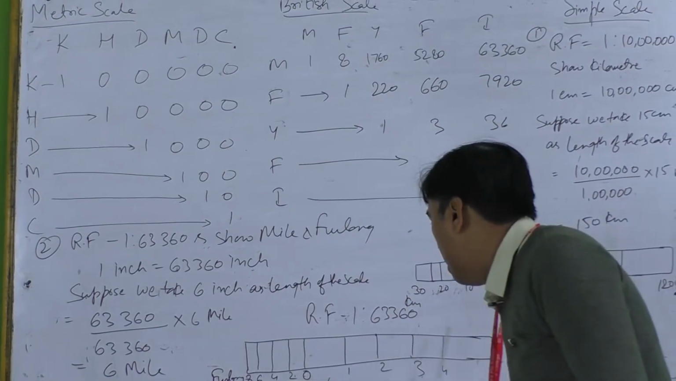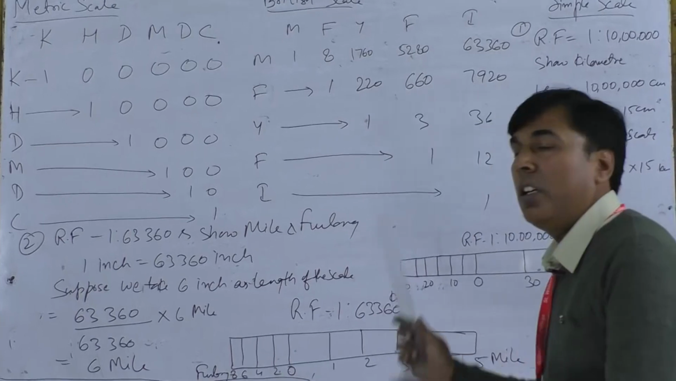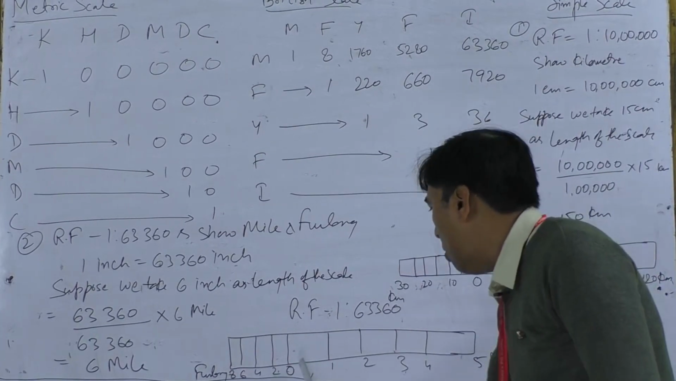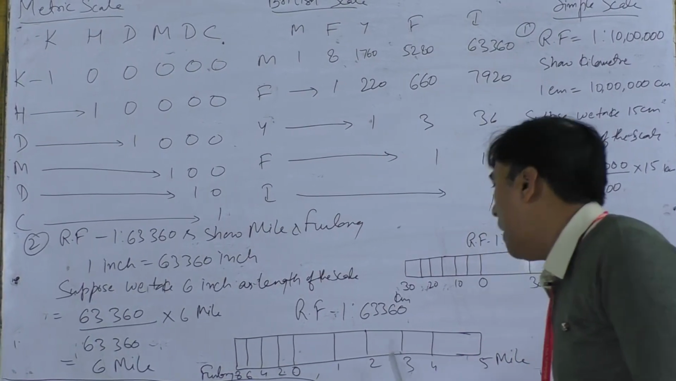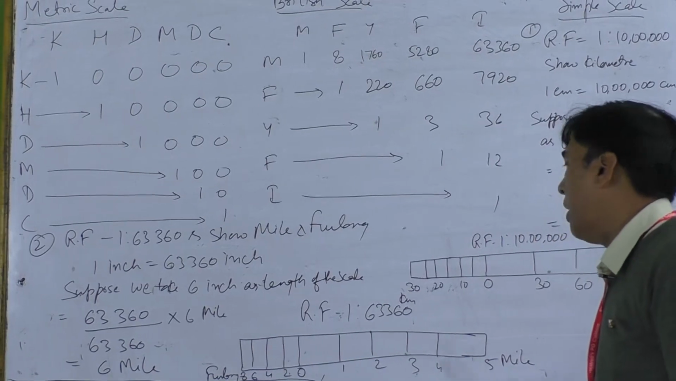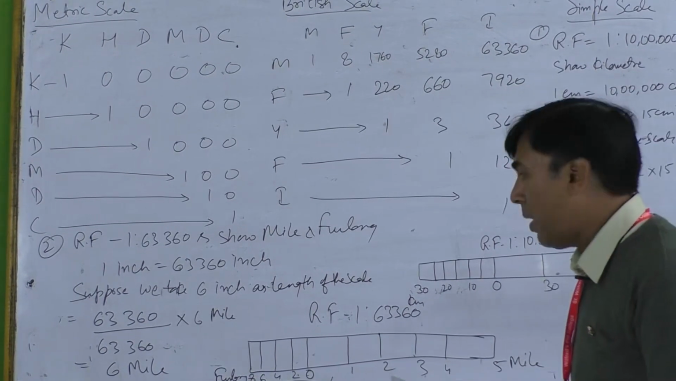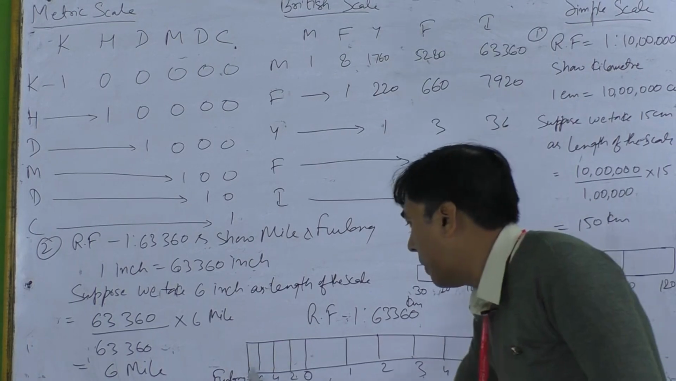The division of this line should be in equal parts. Okay, so here 1 mile, 2 mile, 3 mile, 4 mile and 5 mile. And where is this another mile? 6 mile. So 6th mile is here.